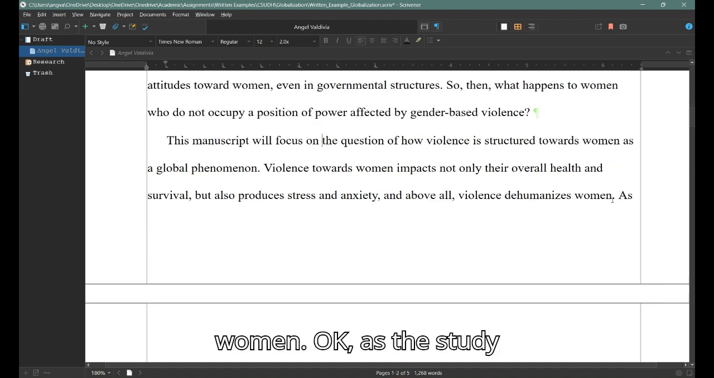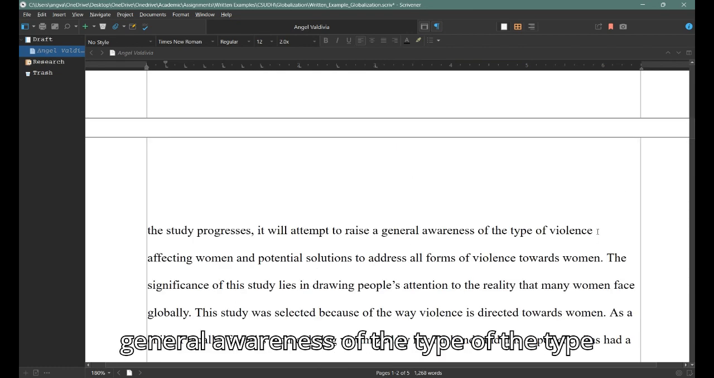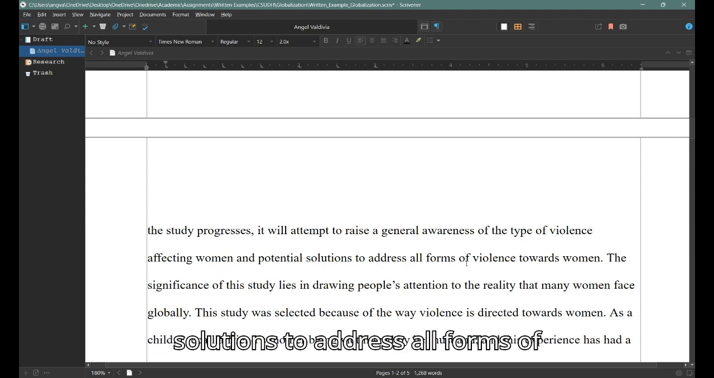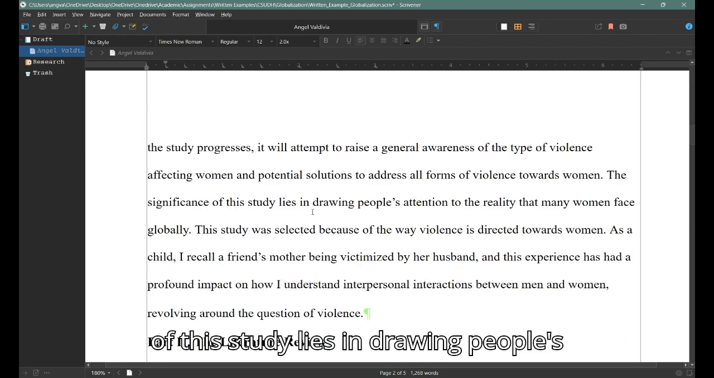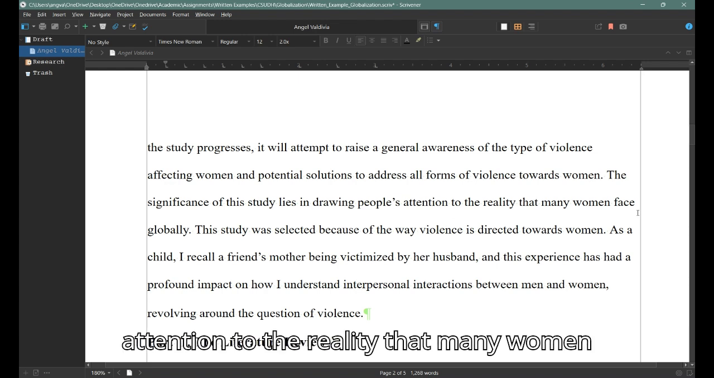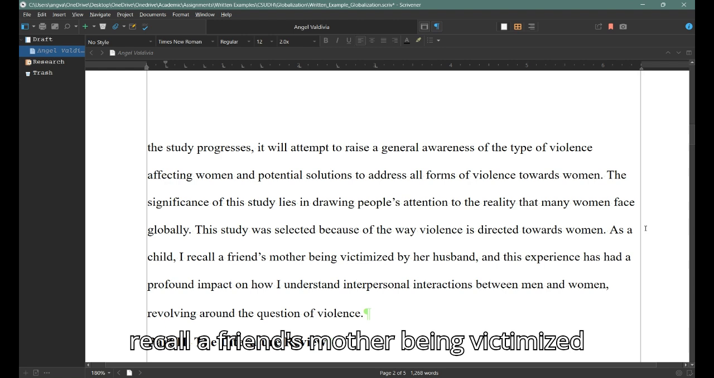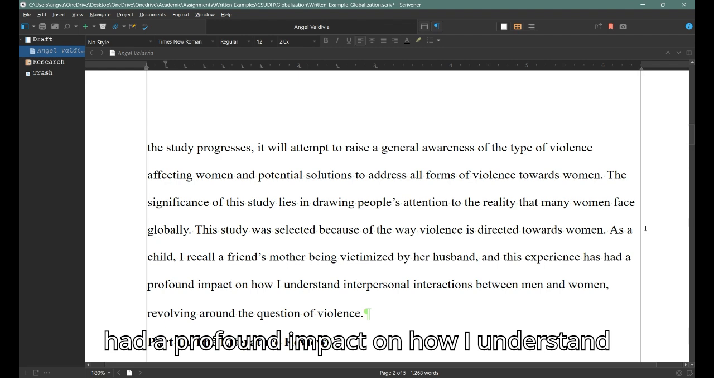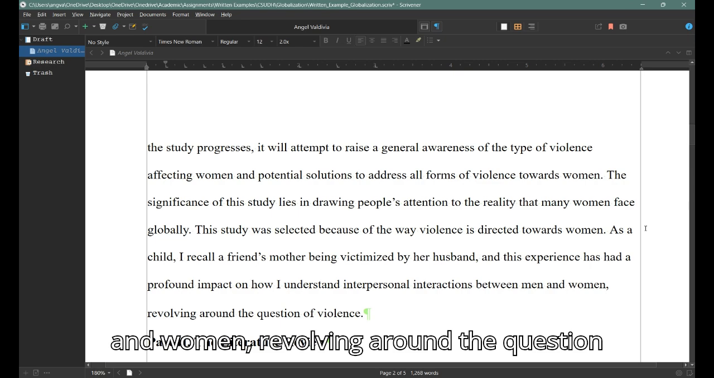towards women. As the study progresses, it will attempt to raise general awareness of the type of violence affecting women and potential solutions to address all forms of violence towards women. The significance of this study lies in drawing people's attention to the reality that many women face globally. This study was selected because of the way violence is directed towards women. As a child, I recall a friend's mother being victimized by her husband, and this experience has had a profound impact on how I understand interpersonal interactions between men and women, revolving around the question of violence.